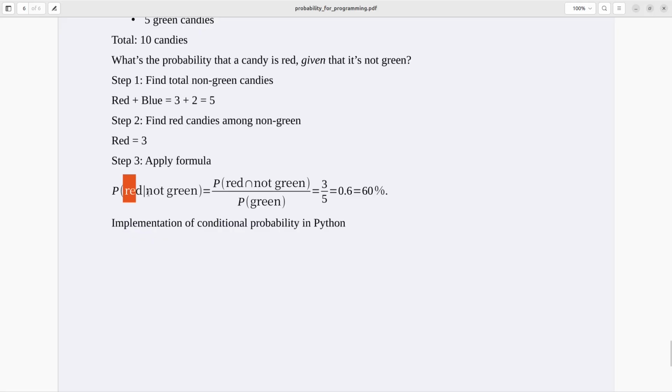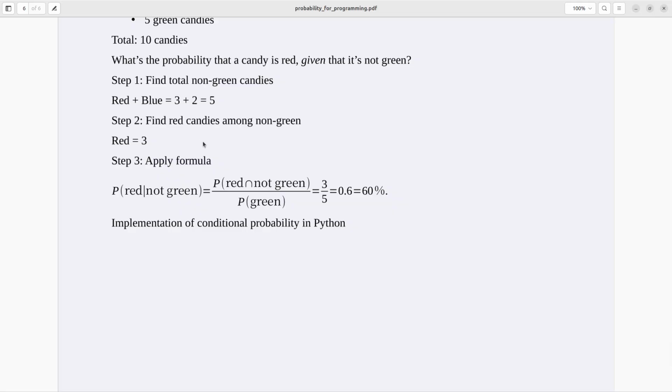Probability of red given not green is just equal to the probability of red and not green divided by the probability of not green. So the probability of not green is just 5/10, and the probability of red and non-green is just 3 out of 10. So we have 10 candies and 3 of them are red and not green. That's why we can apply the formula here to see that it is 3/5, which means 0.6 or 60%.